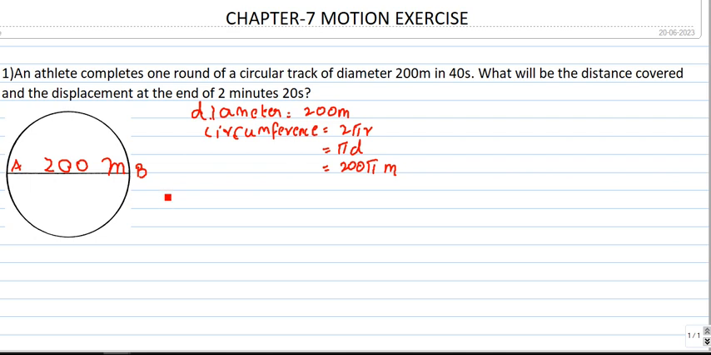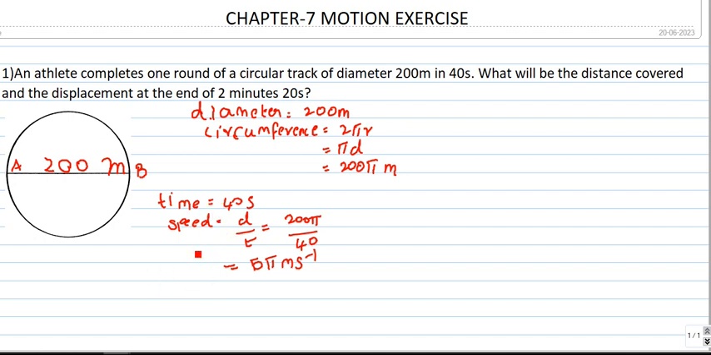So the time taken by the athlete to complete this distance is given to be 40 seconds. So time is equal to 40 seconds. From these two pieces of information we can find the speed of the athlete. Speed can be found out from the formula distance by time. So the distance is 200 pi and the time is 40 seconds. So the speed will be 5 pi meter per second. The speed is 5 pi meter per second.